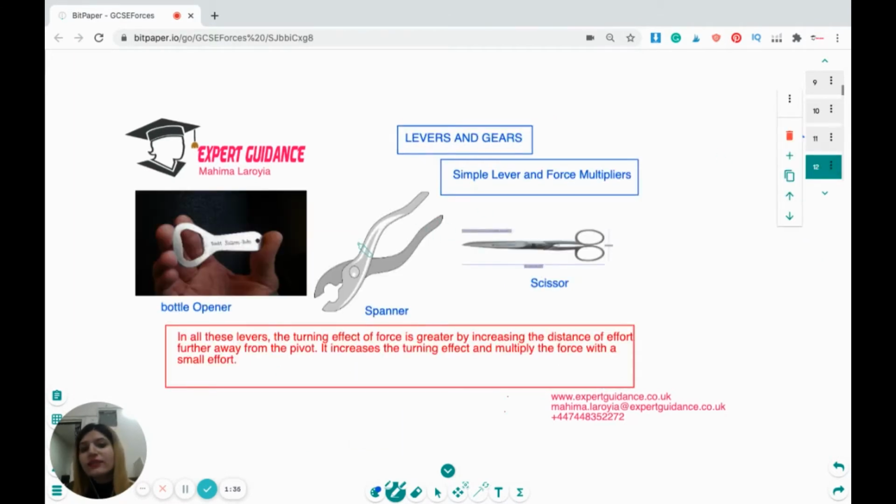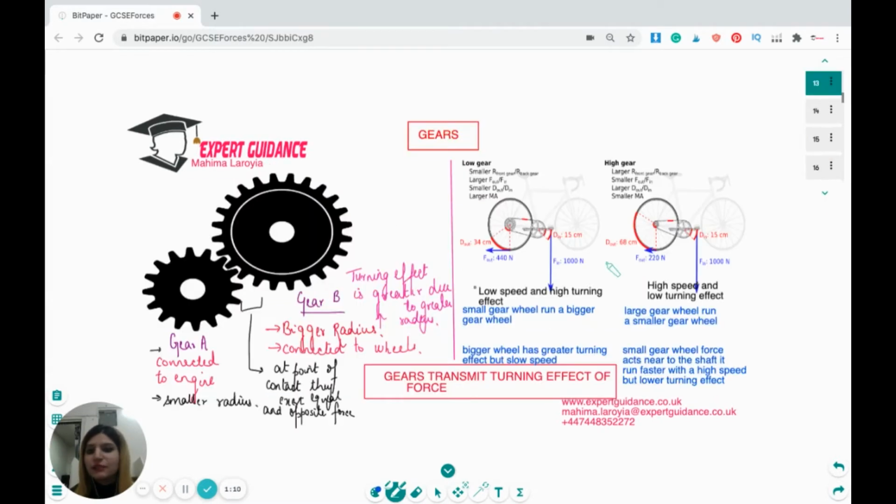Now, what are levers and gears? Levers are basically where the turning effect of the force is made greater by increasing the distance of the effort further away from the pivot. It increases the turning effect and it multiplies the force with a small effort. So bottle openers, spanners, and scissors are the examples of some of the simple levers.